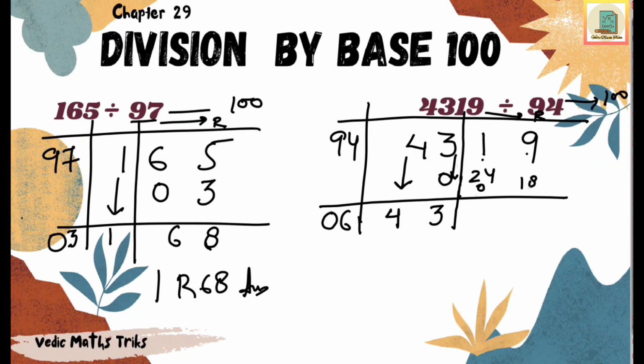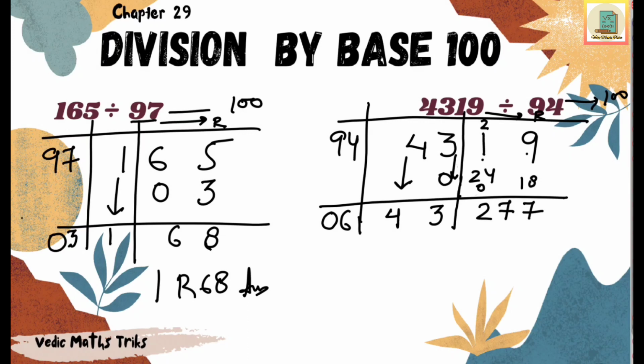Now let's add the digits on the remainder side. So 9 plus 18 gives you 27 and 2 over here. And here 24 plus 1 gives you 25 plus 2 gives you 27. So 277 we get on the remainder part. Now 277 is quite bigger than 94.